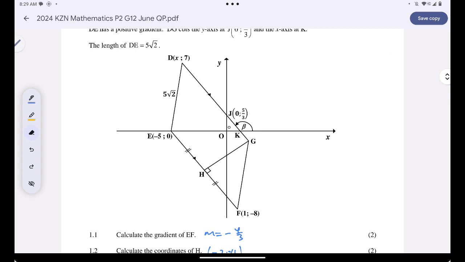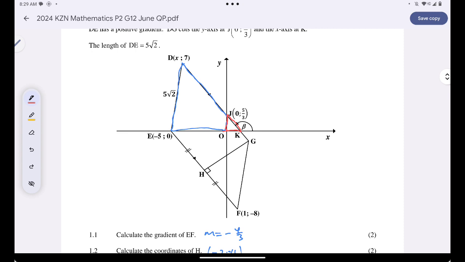Okay, DEOJ is this shape here. I'll just highlight it in blue. And I have another shape here. I'll highlight it in red.